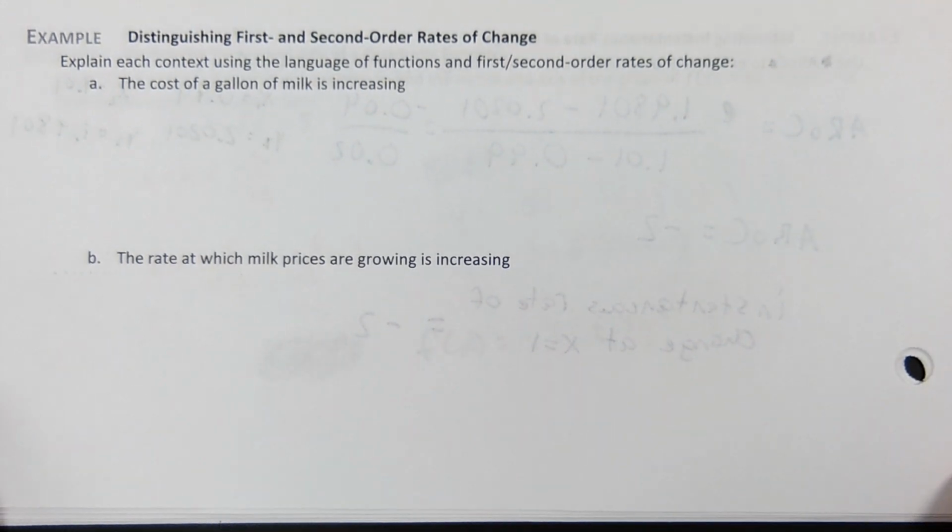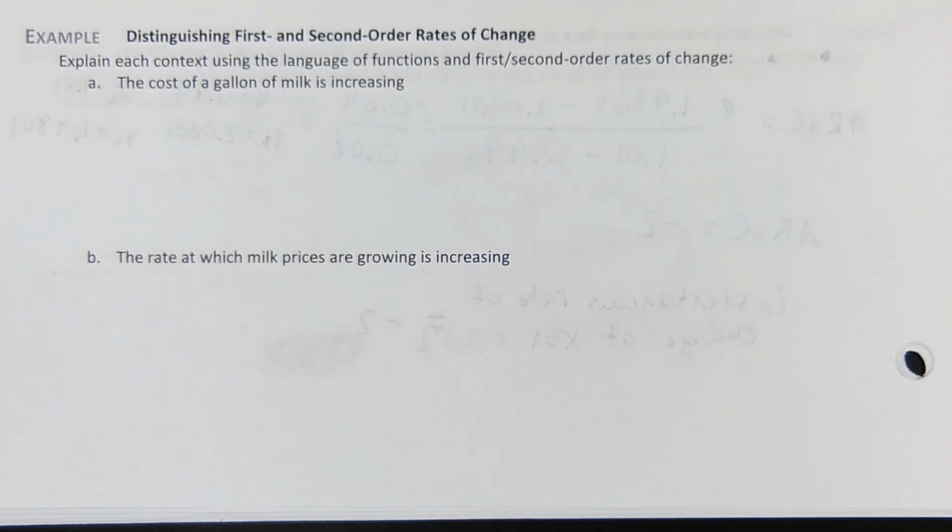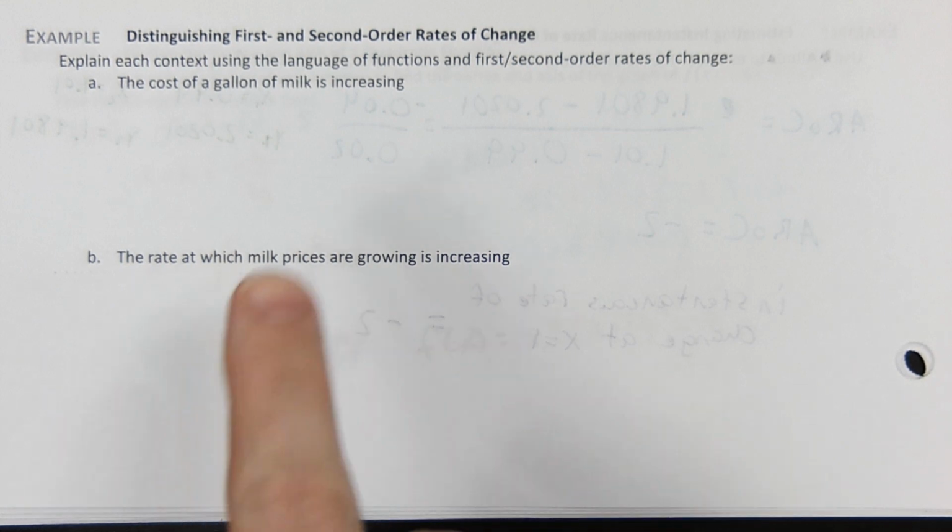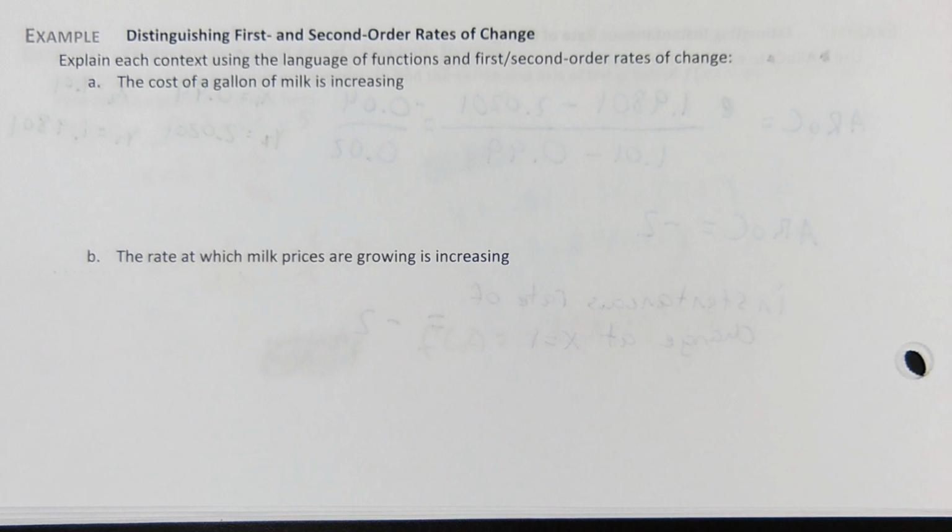All right, anyway. So this question, the authors wanted us to do some really ridiculous stuff. I don't want it to be as ridiculous as what the authors are going for. So I just want to be able to explain using real language, functions, and first and second order rates of change to talk about what we're talking about.